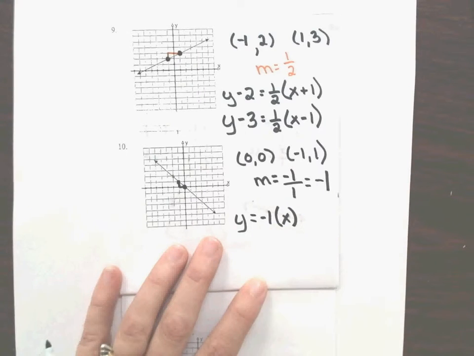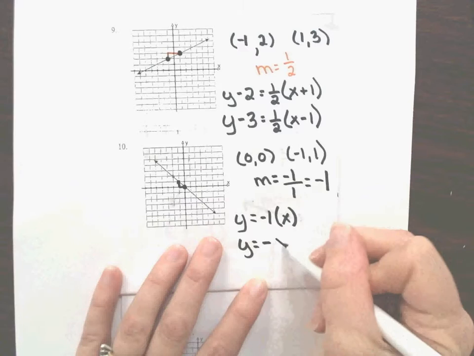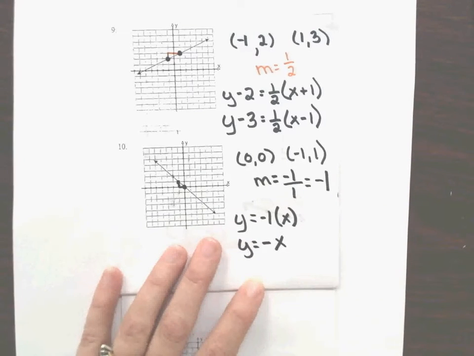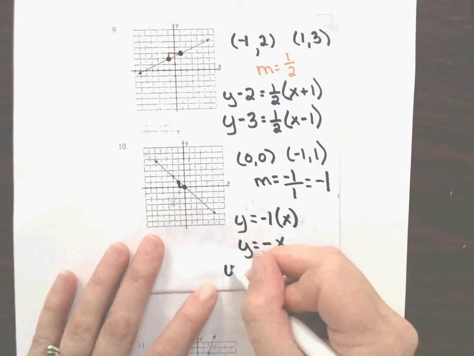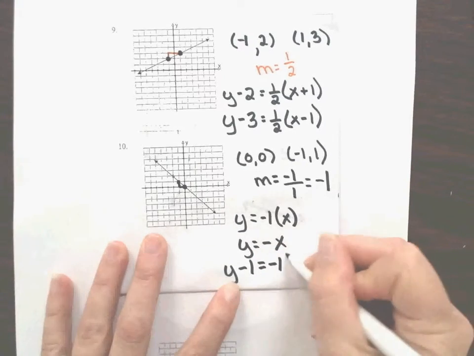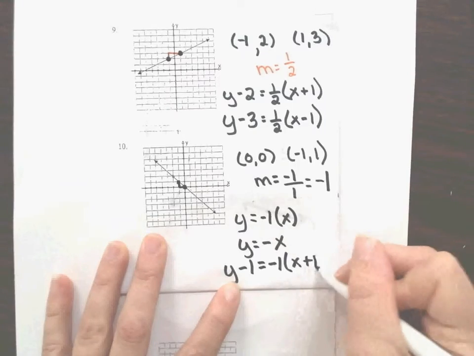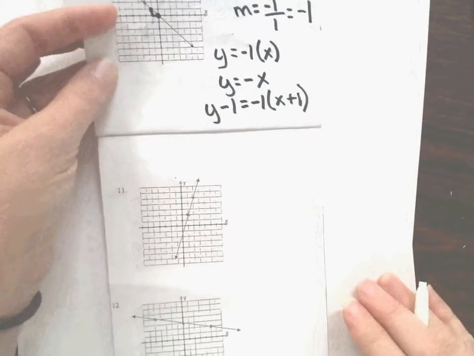Do you have to put the 1 here, or can you just put a negative out in front? You could just put a negative in front. That's kind of the lines. Point slope's the easiest form. If I use the -1, 1, I would have y minus 1 equals -1 x plus 1. That's a lot of ones.